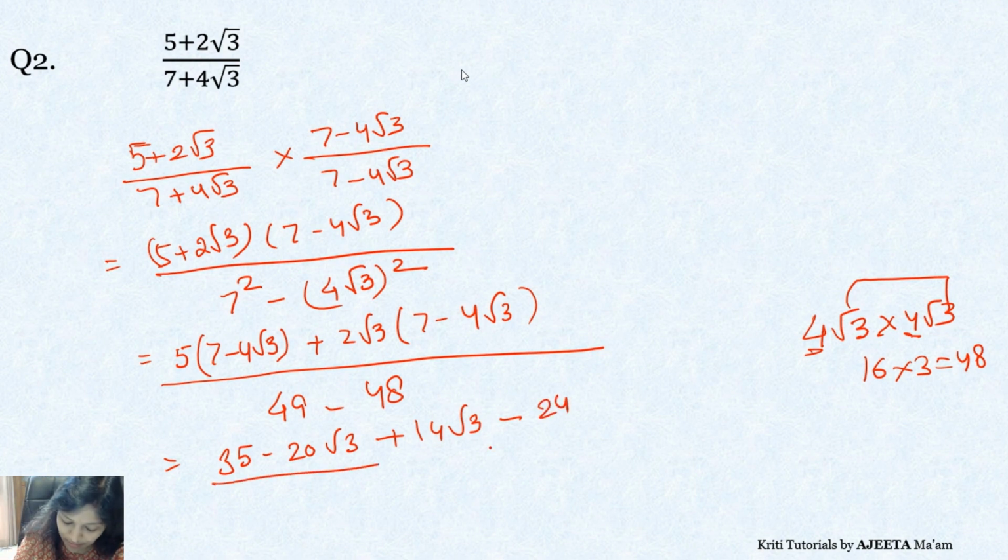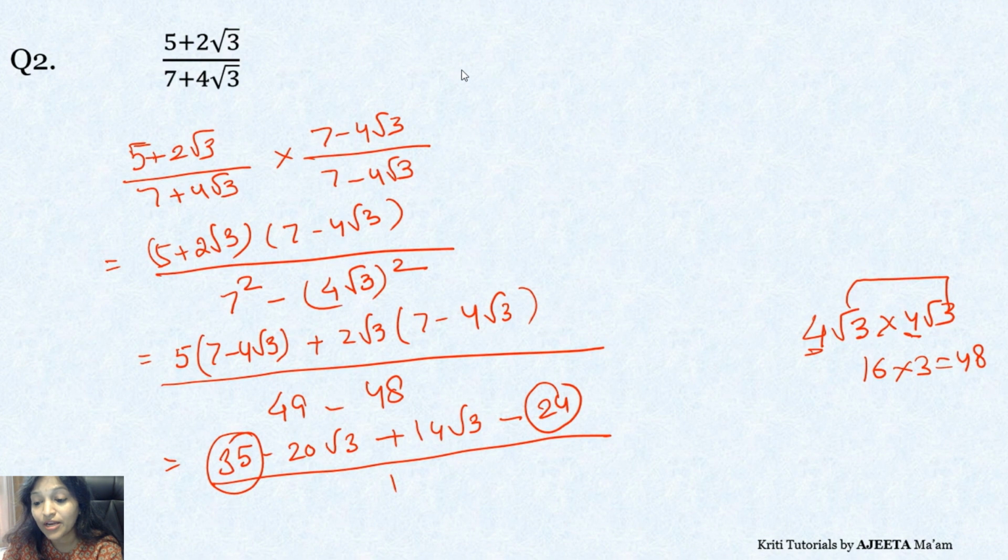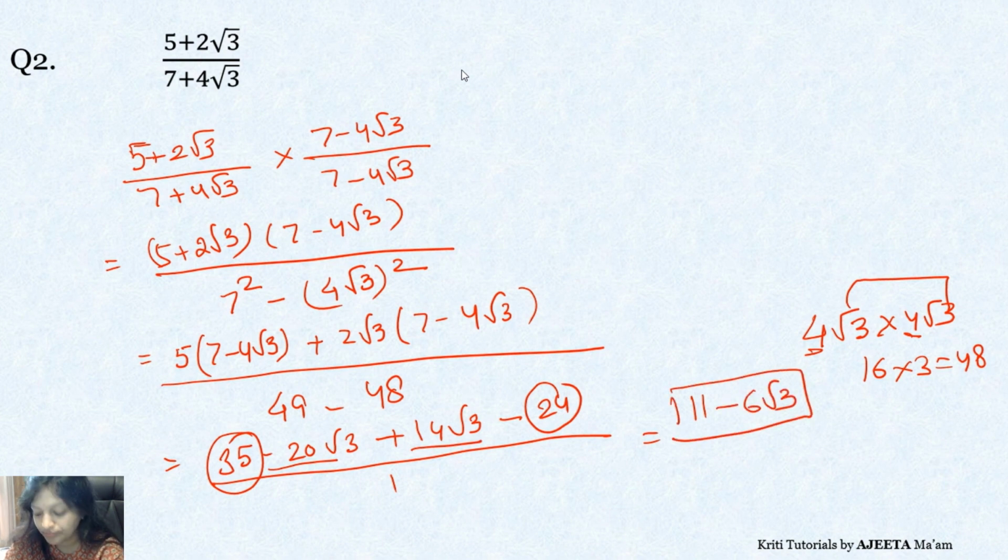This is what we get. So just move step by step. This is one. Clear? Now let's do it. Constant term with constant term. So 35 minus 24. We get here what? 11. Minus 20 plus 14. Minus 6 root 3. That's your answer. Just remember plus minus signs, multiply carefully when you are multiplying with the monomials. And remember, in the denominator, always one identity is to be used, that is a plus b into a minus b is a square minus b square.